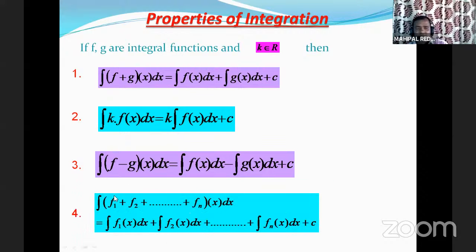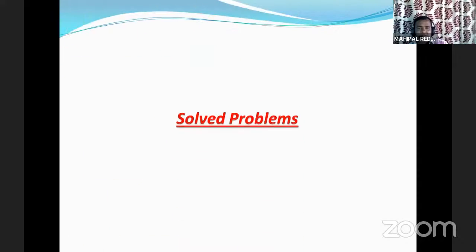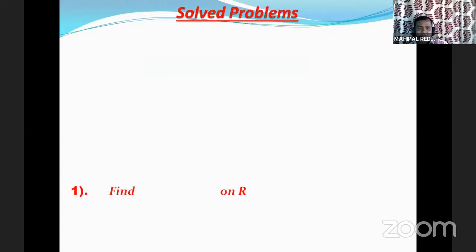Fourth one, the functions are n functions, f1 plus f2 plus and so on up to fn, where f1, f2 are integrable functions. Integration of f1 plus f2 plus and so on plus fn of x dx equals again the individual integrations: integration of f1 of x dx plus integration of f2 of x dx plus and so on plus integration of fn of x dx plus c. These are the four properties of integrations. Now we are going to learn some solved problems.